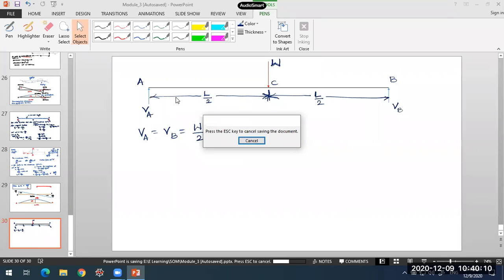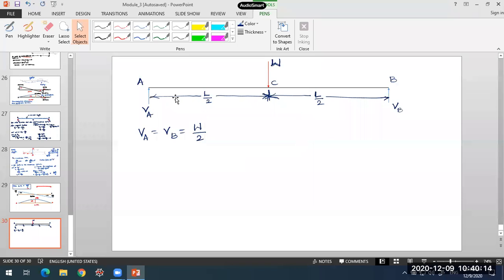Reactions I have given you. If you want to verify that on your own, check it. First, summation Fy equal to 0, the condition of equilibrium. Then take moments about point A, find VB, and you'll also get to know what VA is equal to. Check and tell me whether it comes out to be W by 2 or something else.